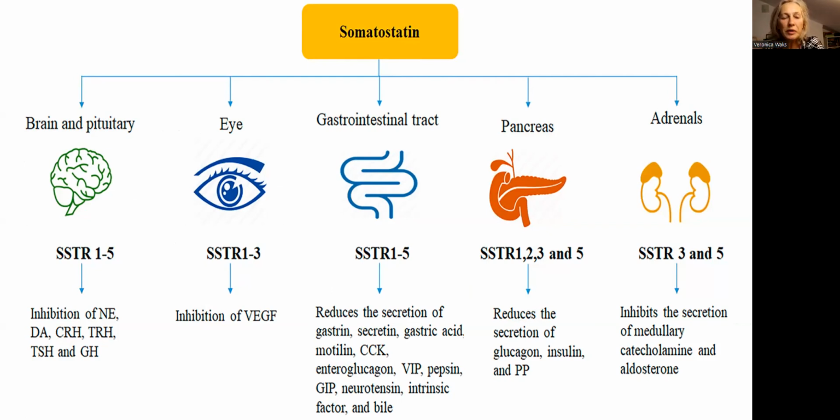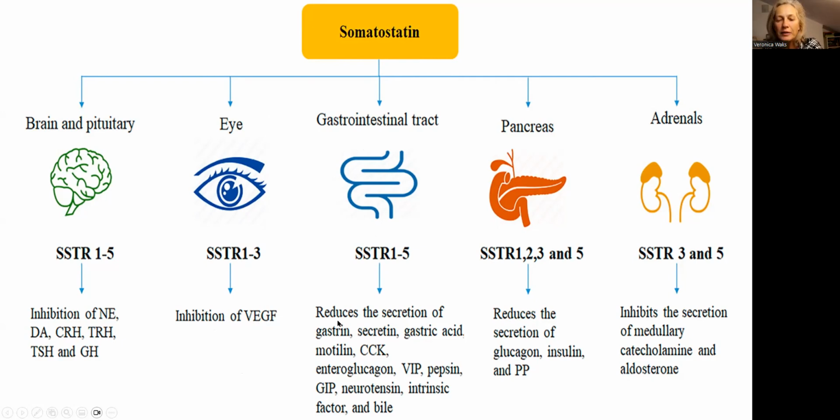So what can you expect when somatostatin gets released from the small intestine on the brain? It will inhibit production of norepinephrine, dopamine, thyrotropin-releasing hormone, TSH, and growth hormone. Effect on the eye: it will inhibit production of VEGF. And I will talk a little bit more about that, and clinically, what it means when you have less somatostatin.